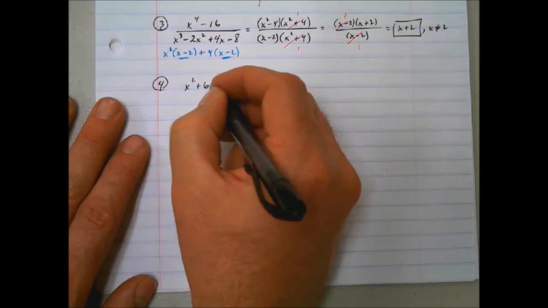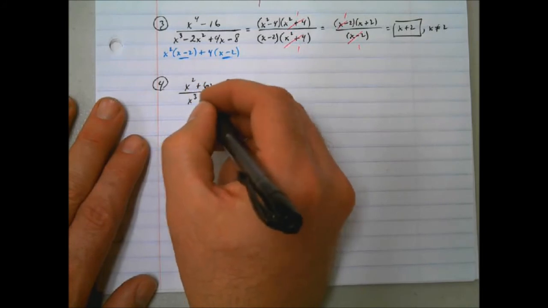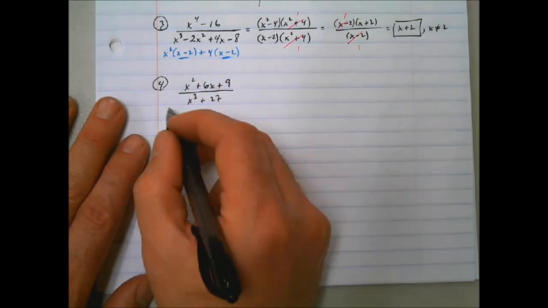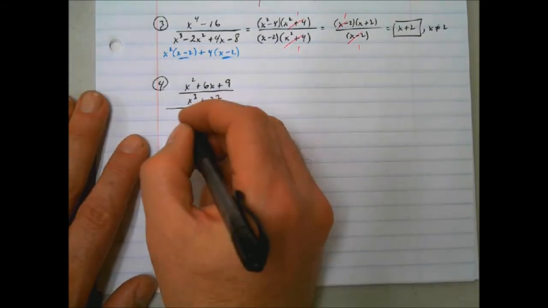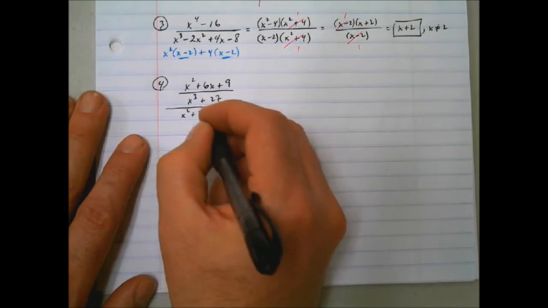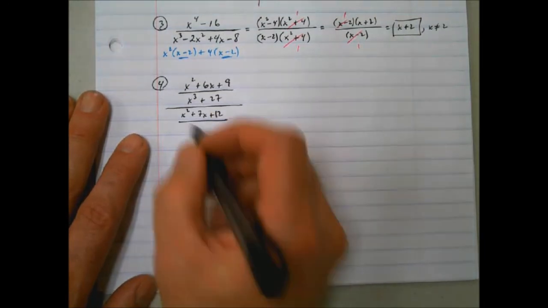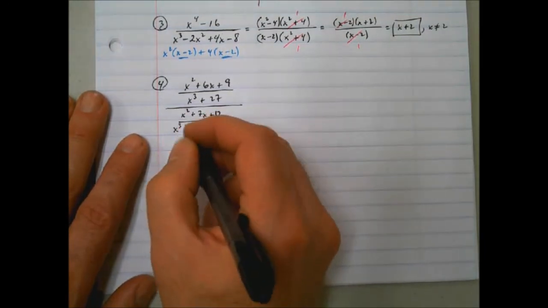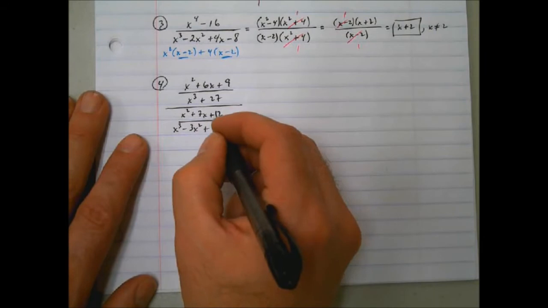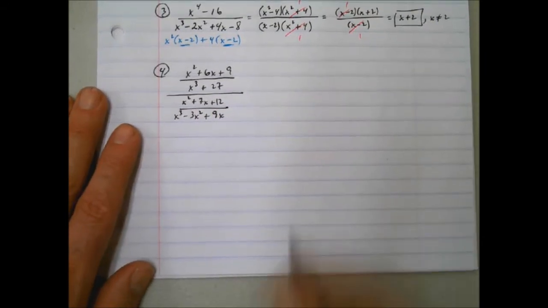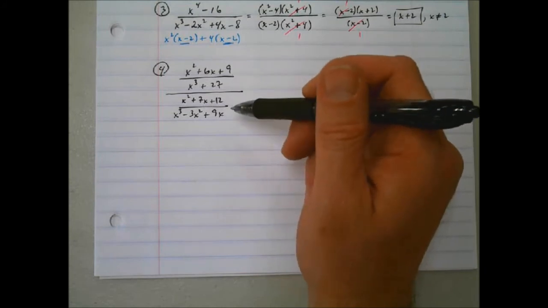So let's say we have x squared plus 6x plus 9 over x cubed plus 27, and that's all over another fraction, x squared plus 7x plus 12, I said, over x cubed minus 3x squared plus 9x.